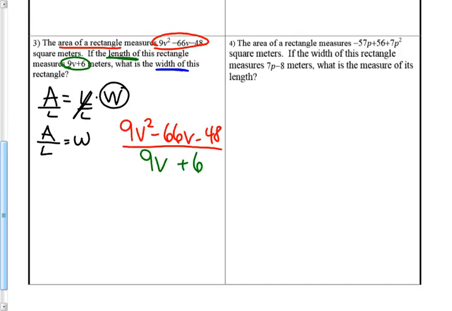So 9v squared divided by 9v, well 9 divided by 9 is 1, or those would cancel out, and then we have v squared divided by v, so there's 2 v's on the top, 1 v on the bottom, there's only 1 v left over. For the last terms, we have a negative 48 divided by a positive 6. So negative divided by positive is going to be negative here. So this is v minus 8 as my answer.